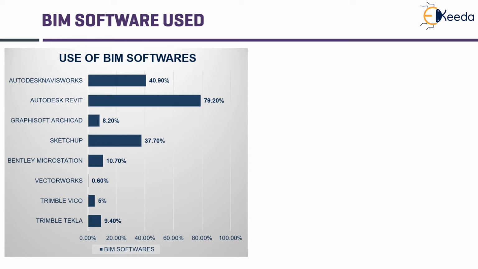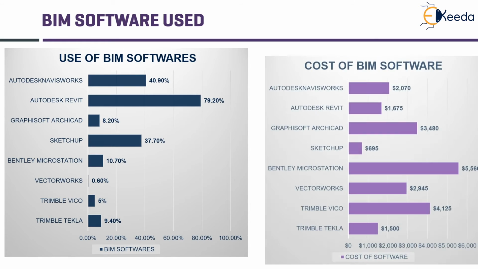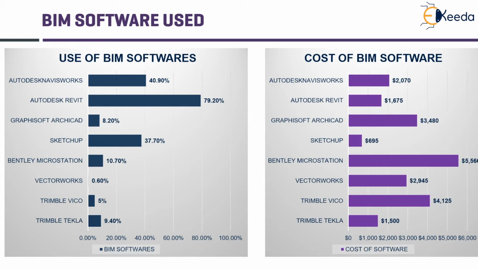Some of the main reasons are non-availability of softwares or their high cost. Some of the most common BIM softwares used are Autodesk Revit and Autodesk Navisworks. Autodesk Revit is almost 79% used throughout the globe. The next major software used is from Autodesk itself, that is Navisworks. Then we have SketchUp, Bentley MicroStation, Trimble Tekla, and then Graphisoft ArchiCAD, etc.